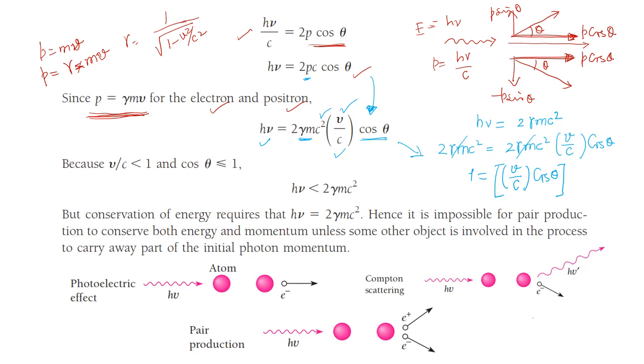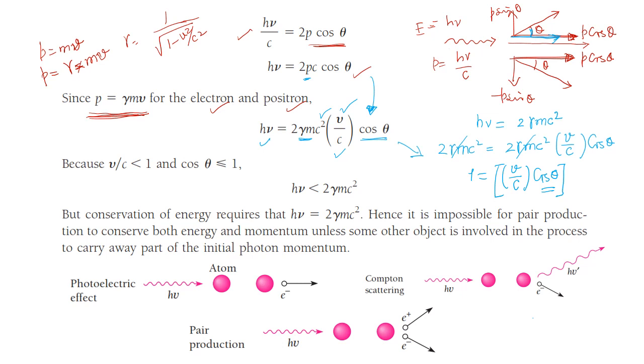So for this equation to be true, we need v by c multiplied by cos theta to come out to be 1. But whether it is true or not, can cos theta be 1? For cos theta to be 1, theta has to be 0. Okay, and if theta is 0, that means these two particles are going in a single line.